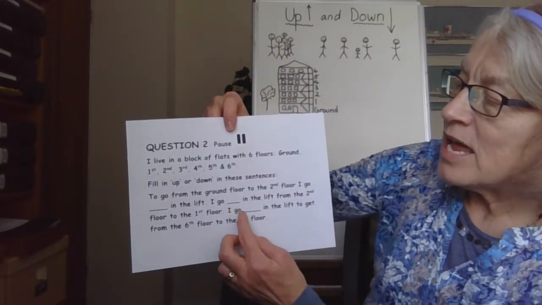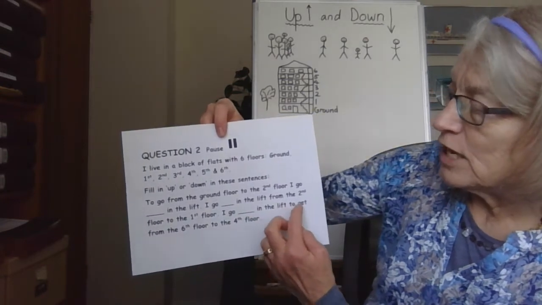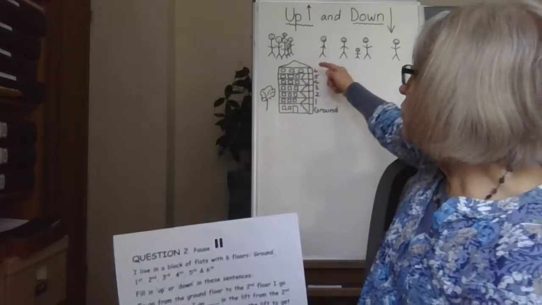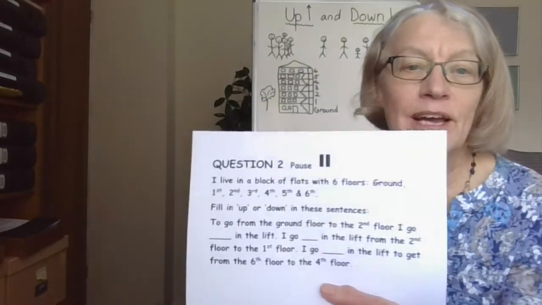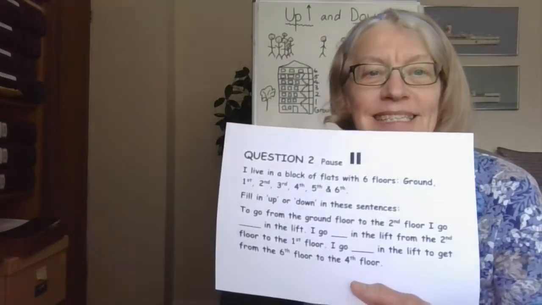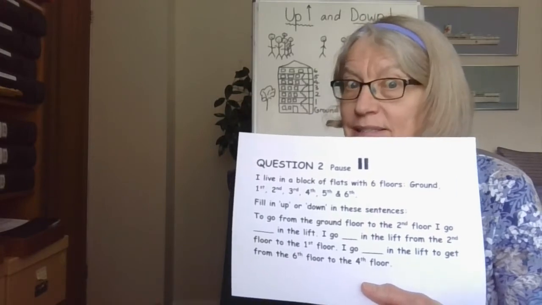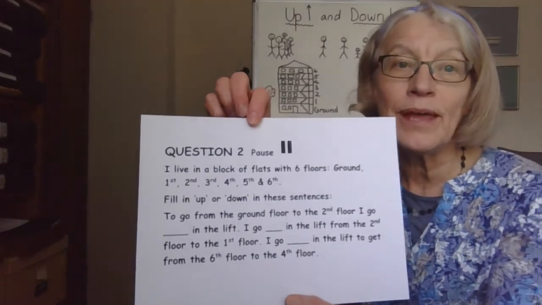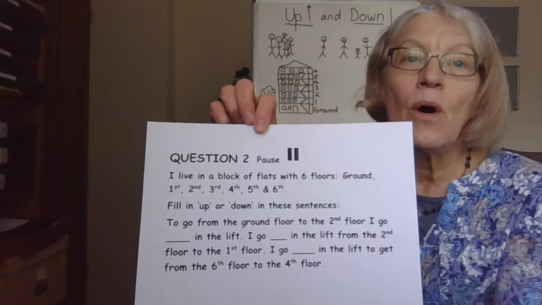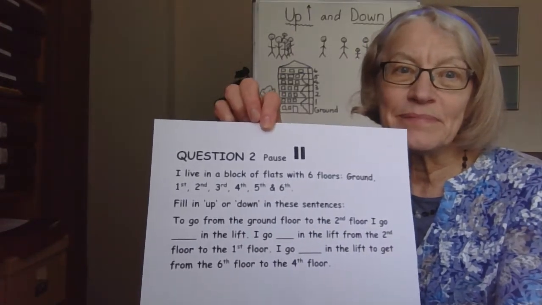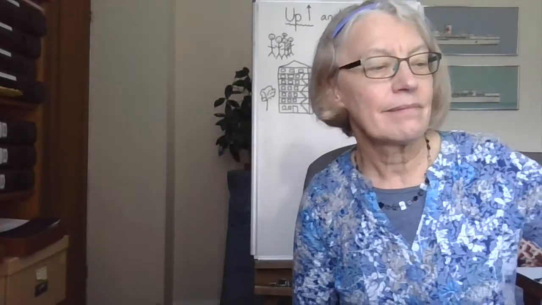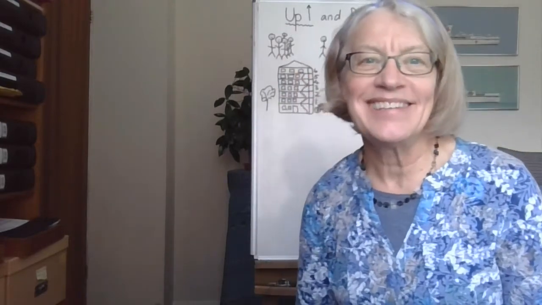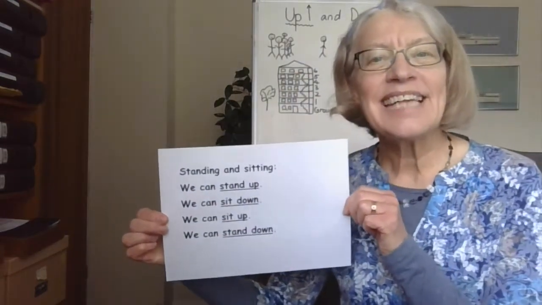And then I go blank in the lift to get from the 6th floor to the 4th floor. From the 6th floor to the 4th floor. Is it up or is it down? Write down those answers on your paper. You can copy all of that out if you like. It will be good practice for you to copy your English and put up or down in the gaps. I hope you've done that. Answers at the end.